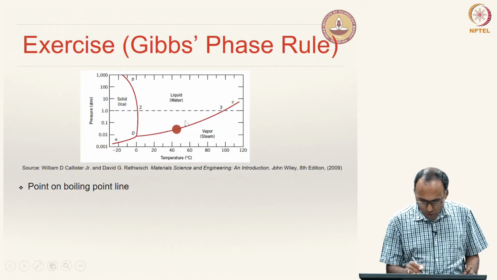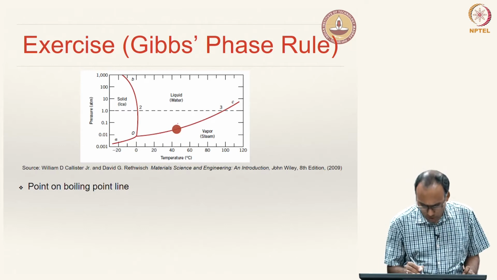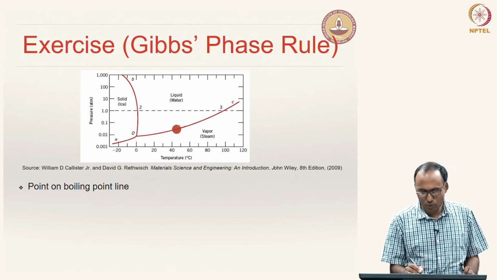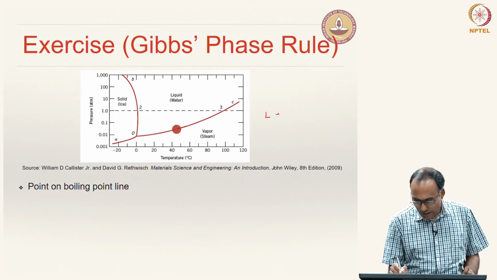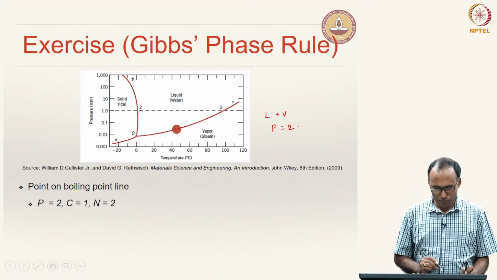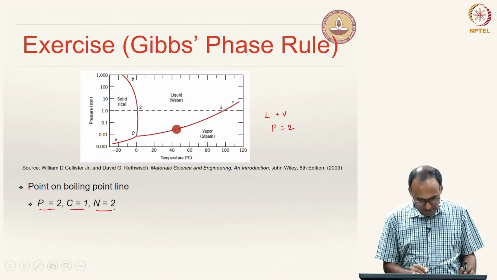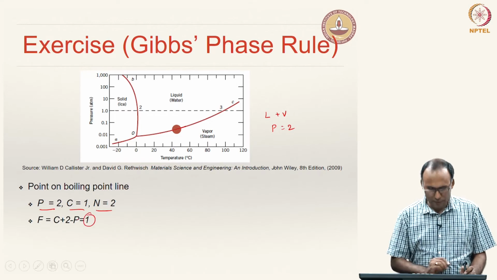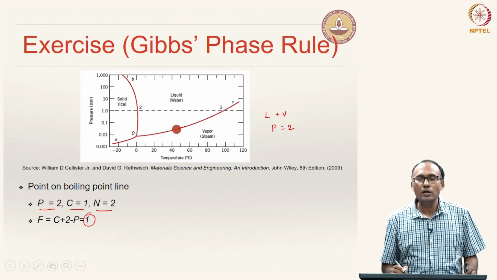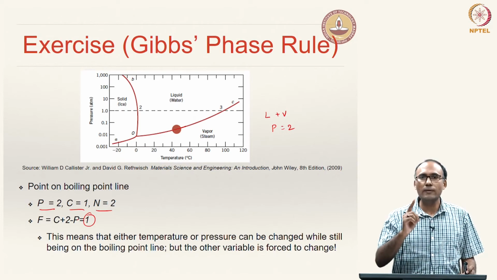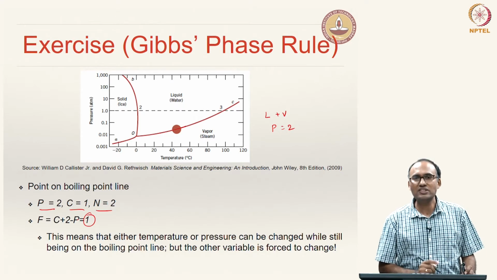Now, you are on the boiling point line, that is the liquid-vapor interface. As we know, on this line two phases coexist. What are the phases? The liquid phase and the vapor phase coexist. So the number of phases is 2, and C and N will be the same, and as a result your F will become equal to 1. What is the meaning of that? You have freedom to choose only one of the external variables.